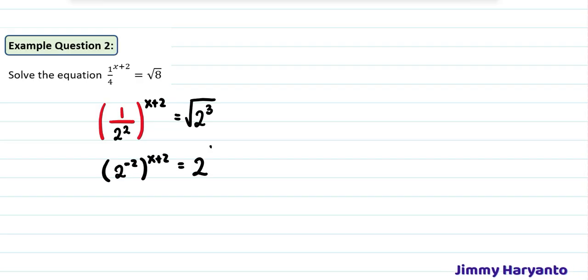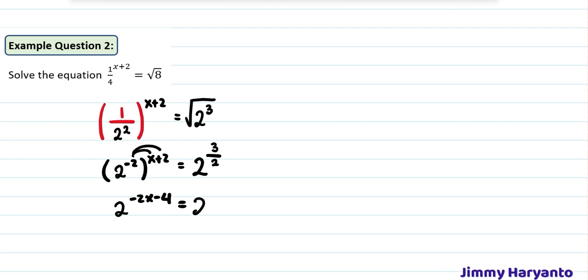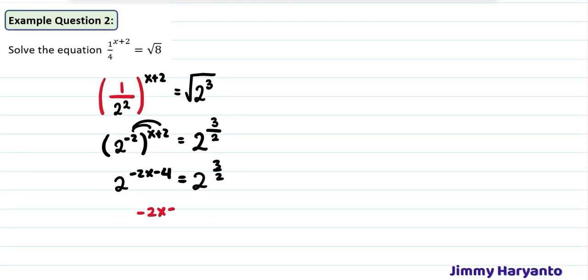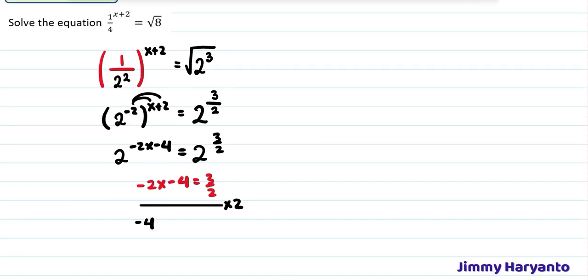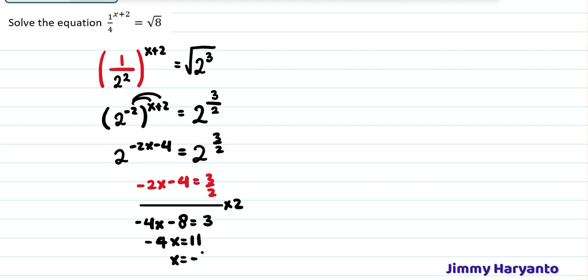And then for this one, I will change the square root. The square root will become over 2 like this. And then after this, you have to multiply this using the properties. You will get that, like this. And then you can ignore the 2. So you have negative 2x minus 4 equals 3 over 2. And then you only have to calculate this. To make it easier, I will multiply them all by 2 like this, and then I will move the 8. You'll get 11, and then the final answer is negative 11 over 4.